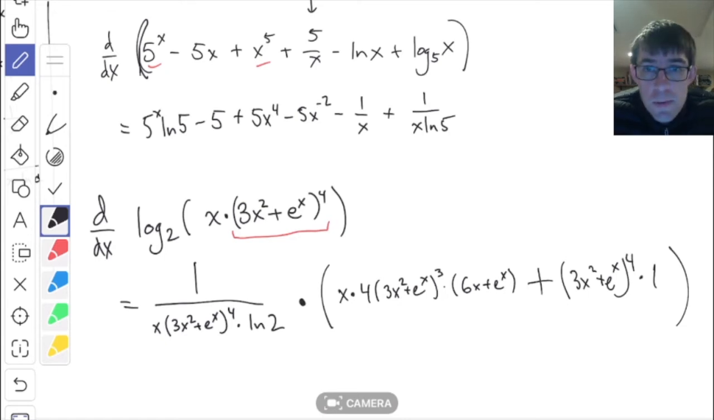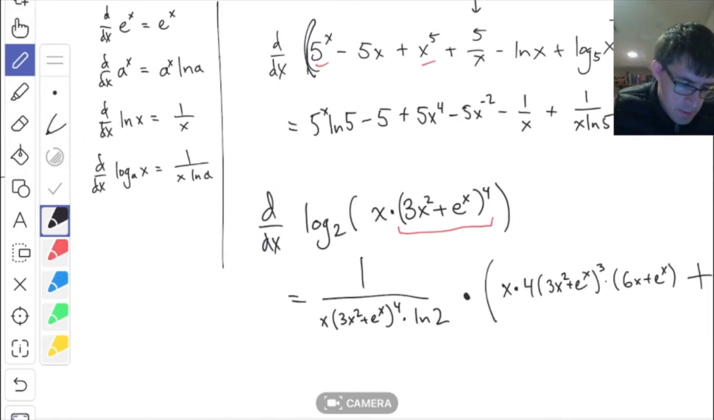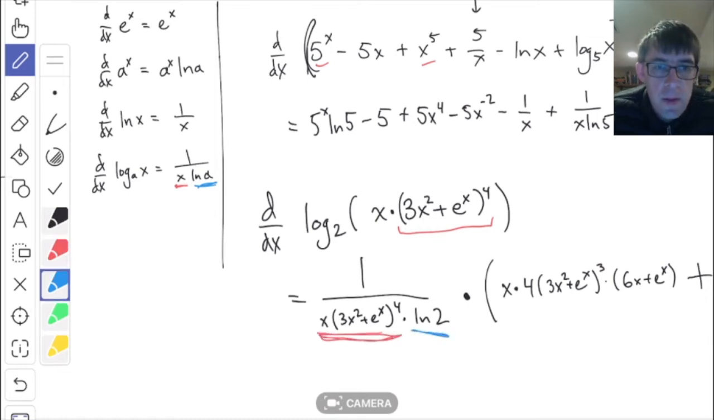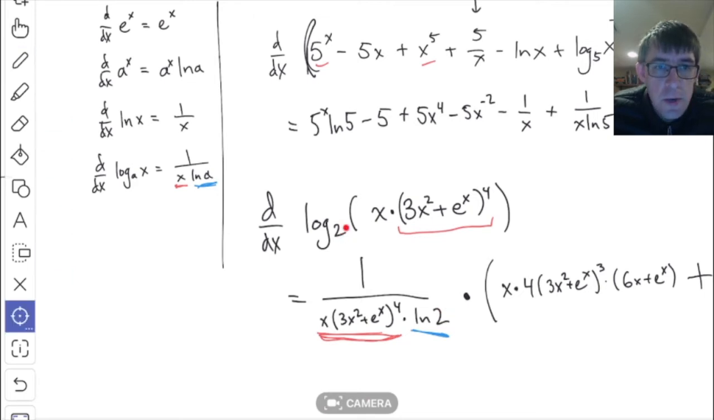Oh, does someone have a question? Yeah, sure. For the ln 2 on the bottom of that, that comes from the log base 2, correct? Yes. So what I'm using is the formula here, and that is this part, and then the ln a is right there. I use 2 here because the log is base 2 here. Yeah, it's a complicated one.